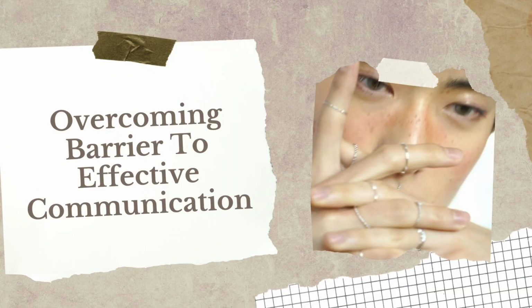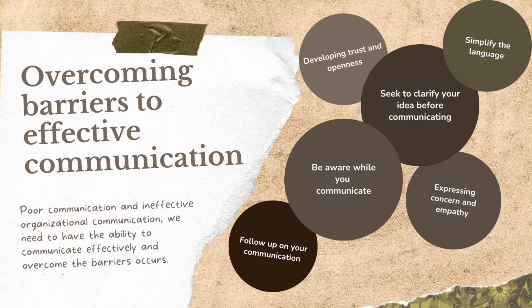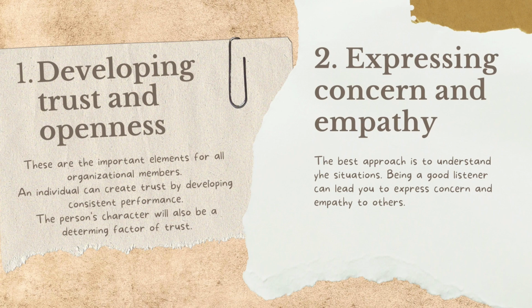Overcoming barriers to effective communication. For effective organizational communication, we need the ability to communicate effectively and overcome the barriers that occur. Developing trust and openness. These are important elements for all organization members. An individual can create trust by developing consistent performance. The person's character will also be a driving factor of trust.